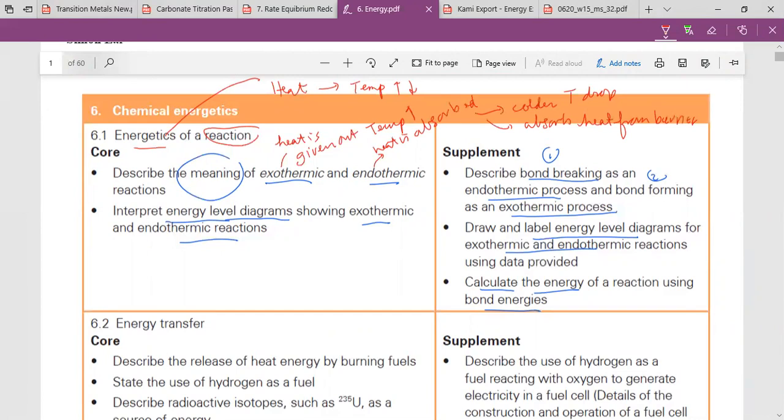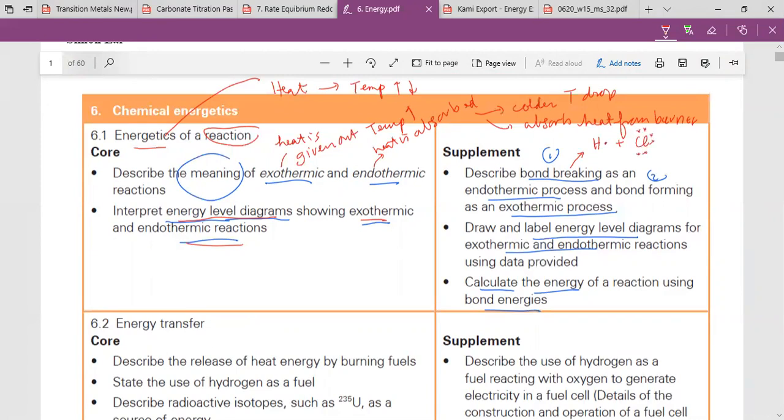So you must interpret with energy level diagrams. I'll show you what it means, for both of these reactions, exothermic and endothermic. Now let's go to the supplement first before I go into the notes. Describe bond breaking. Basically here we talk about covalent bond. For example, when you form a bond, let's say H dot plus Cl.